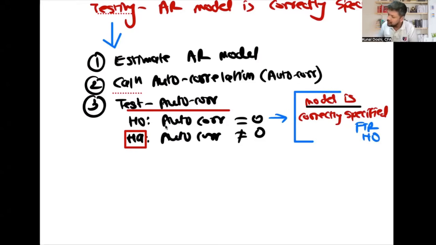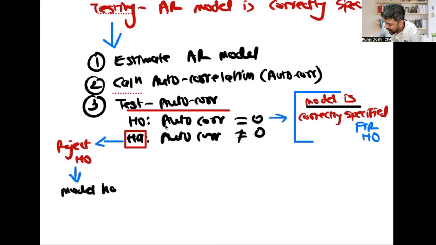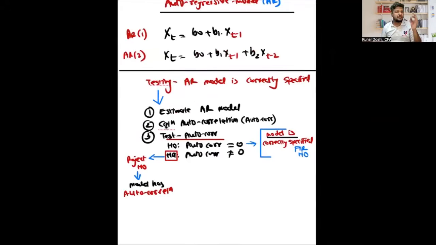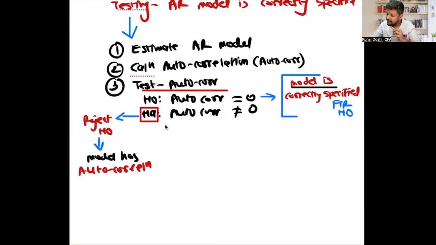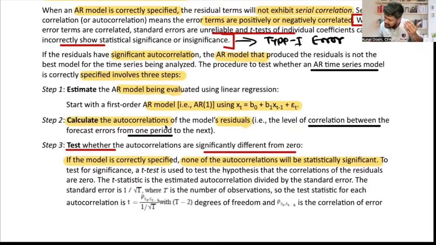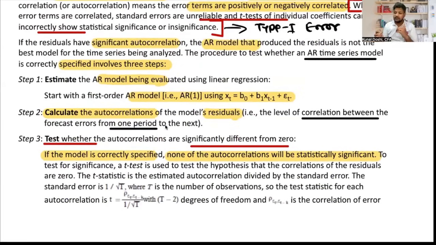Everyone understood this or not? This is very unique compared to other models. So if the null is rejected, that means autocorrelation is detected. That means the model has autocorrelation. Autocorrelation means I cannot use the model. Understood, everyone in the class? Correct? Now, for this I will require a test, and we are going to use a t-test. So instead of the Durbin-Watson test, we are here going to use a t-test.